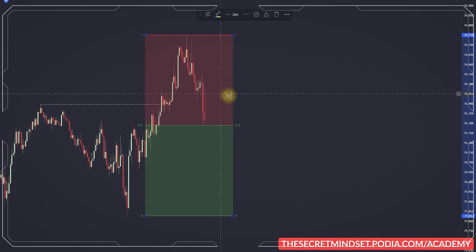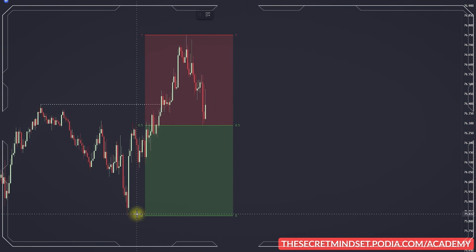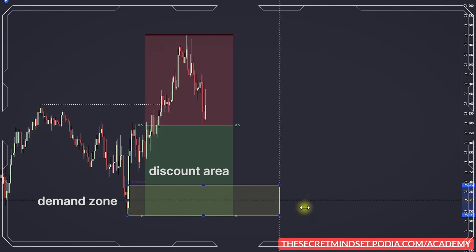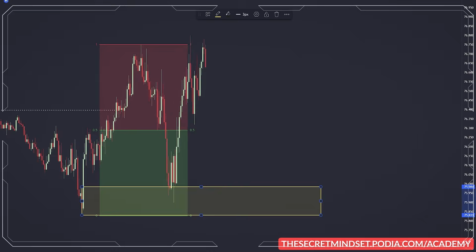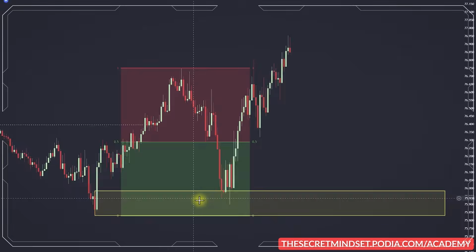Now, if we're looking to buy, we want to find an entry in the discount zone. Do we have one? Yes, there's a demand zone here. And as price reaches into that discount zone, it moves higher from there.